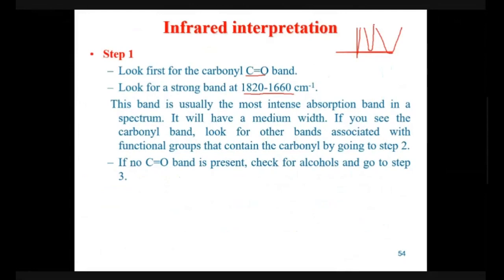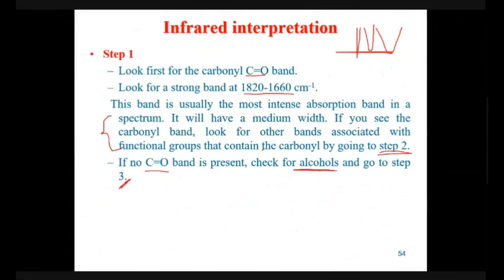If you see the carbonyl band, look for the other bands associated with the functional group. If there is a carbonyl group, what compounds can be possible? It may be aldehyde, ketone, ester, carboxylic acid, or amide. So considering that, you look for those bands. Look for other bands associated with functional groups that contain the carbonyl by going to step number 2. This is the possibility when CO is present. What if there is no CO present? If there is no CO present, check for alcohols and go to step number 3.